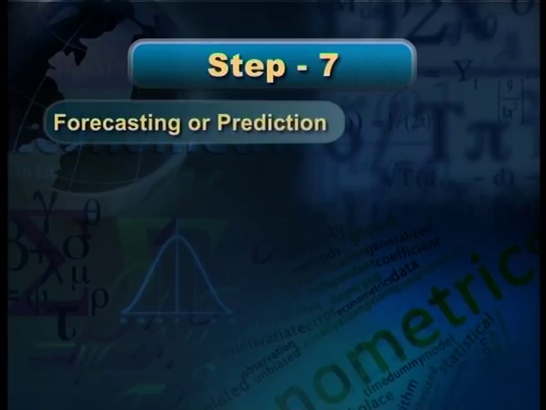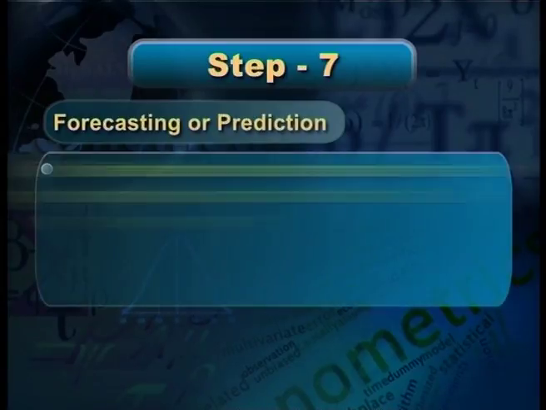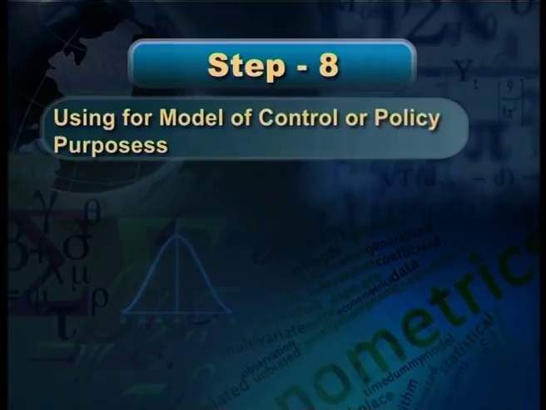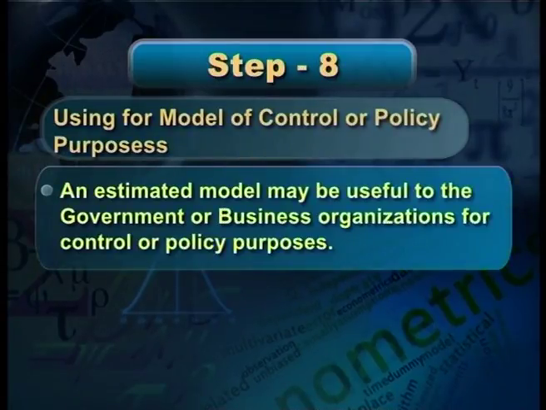Then the next step is forecasting or prediction. We can predict the future values of a dependent variable y on the basis of known or expected future values of explanatory variable x. Then in step 8, using the model for control or policy purposes. An estimated model may be useful to the government or business organizations for control or policy purposes.